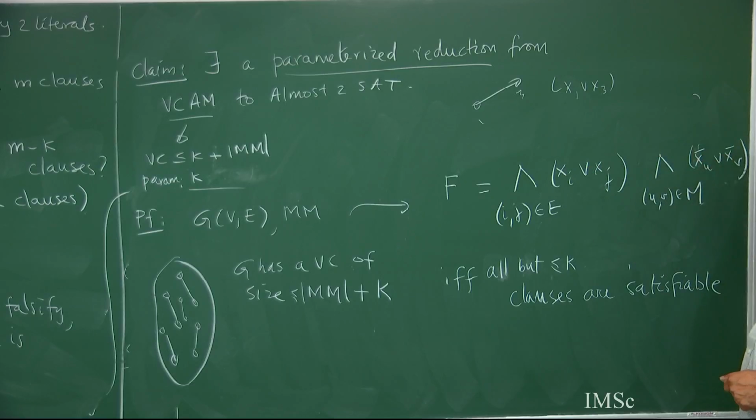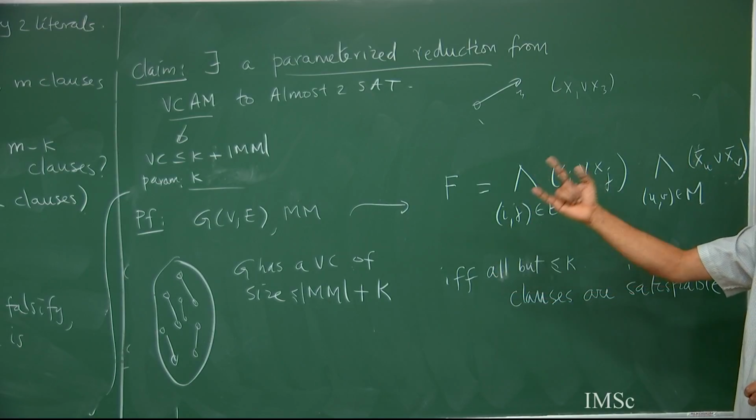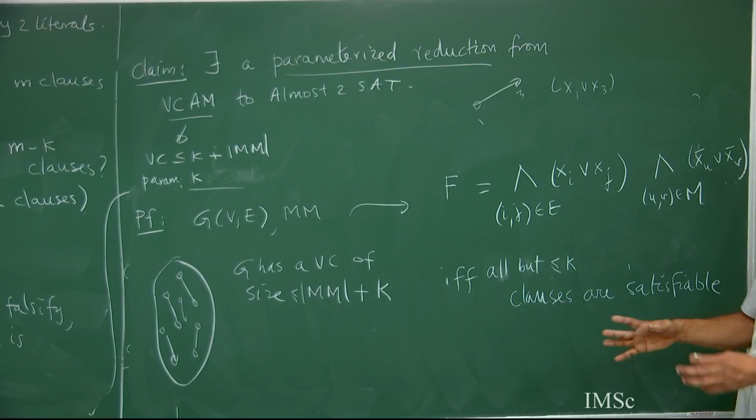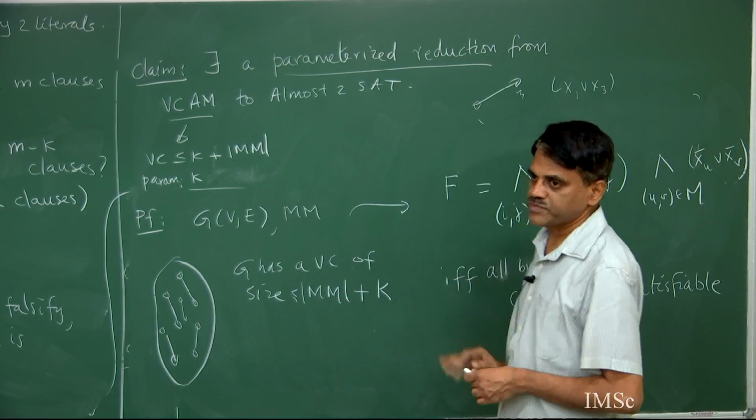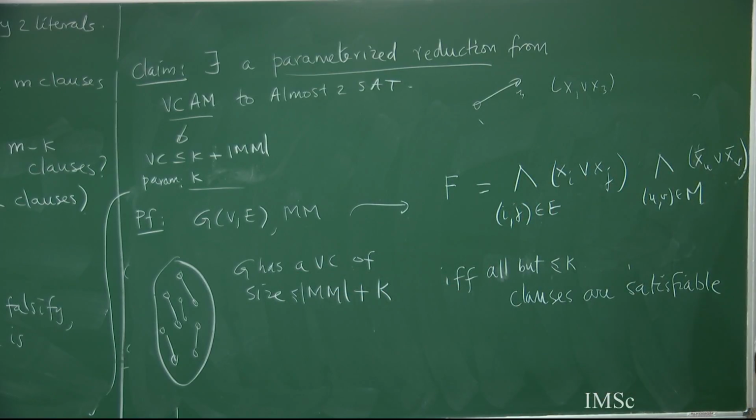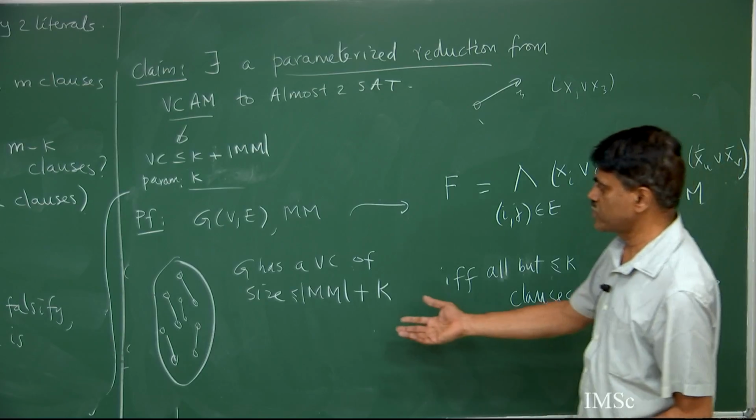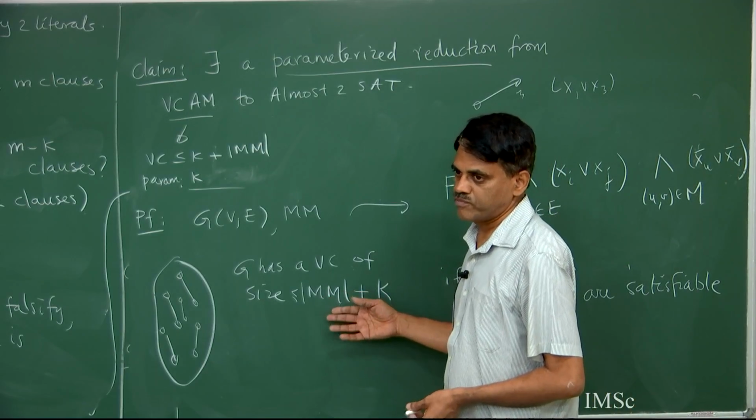Then from that, I know it is falsifying at most k of these clauses. That corresponds to k matching edges there. Pick both endpoints of those edges, and you have a vertex cover of size at most this much. So what we have shown is that if I have an FPT algorithm for this almost 2-SAT problem, where the parameter is this k, then I have an FPT algorithm for this vertex cover above matching.